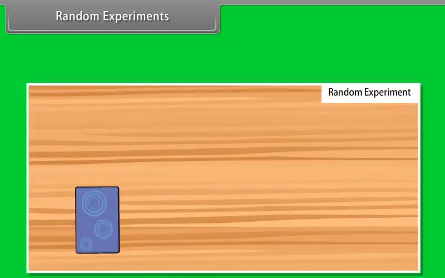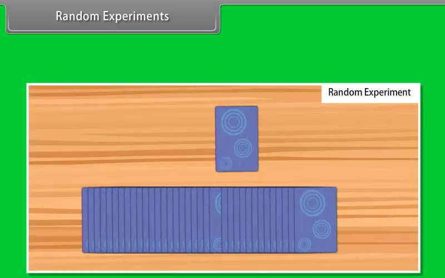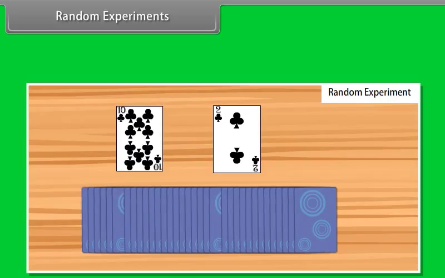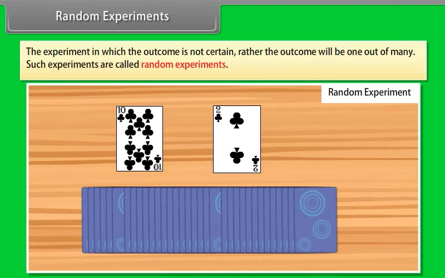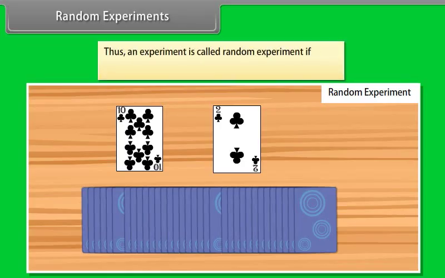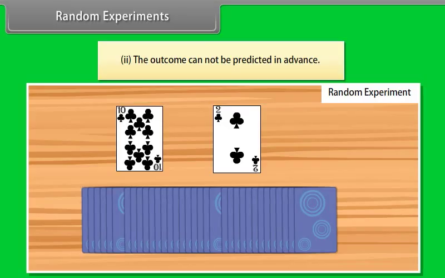Such experiments are called the deterministic experiments. But we also perform experiments like drawing a card from a well-shuffled pack of playing cards, where the outcome is not certain. Rather, the outcome will be one out of many. Such experiments are called random experiments. Thus, an experiment is called random experiment if 1. It has more than one possible outcomes, and 2. The outcome cannot be predicted in advance.